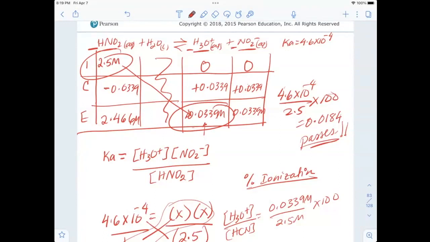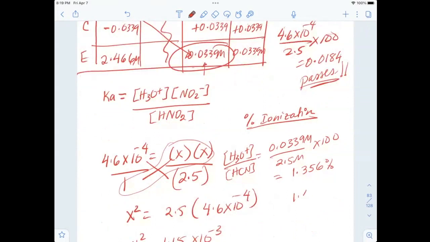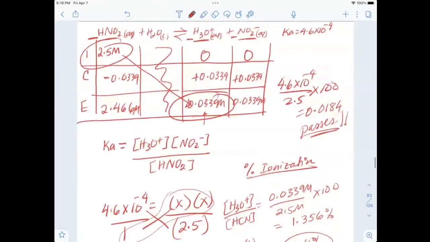So 0.0339 divided by 2.5 times 100 is 1.356% or 1.4%. Man, that's a weak acid. Only 1.4% of it ionized. Very weak. Okay, so this is 1.4% of the original amount.